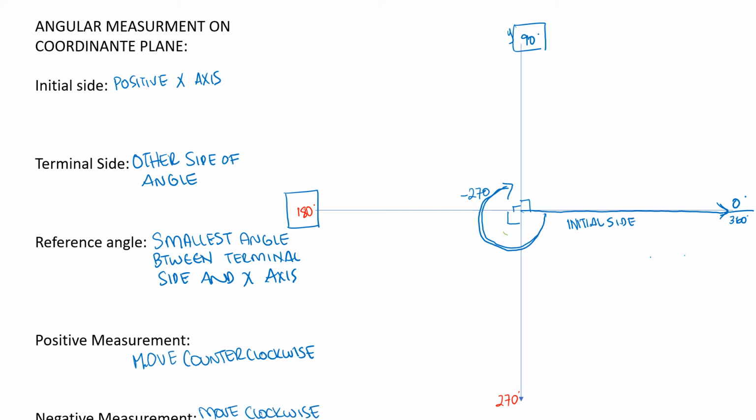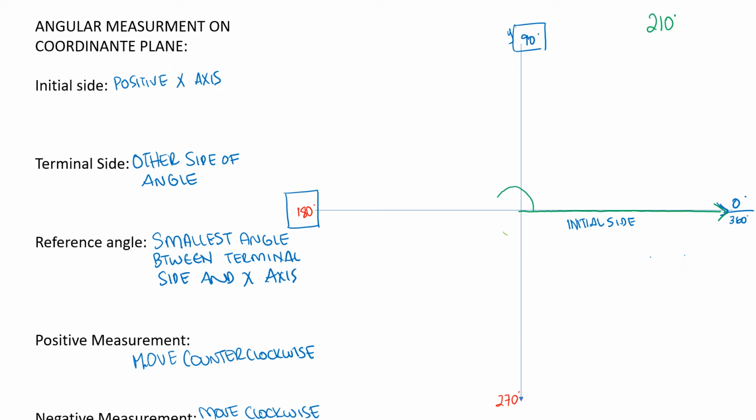So I'm just going to draw a couple different angles here and we'll talk through what their reference angles are going to be. Let's draw a 210 degree angle and then talk about what its reference angle is going to be. We're always going to start in the same place, always start at your initial side. There's your initial side. 210 degrees is positive, so I'm going to be moving counterclockwise.